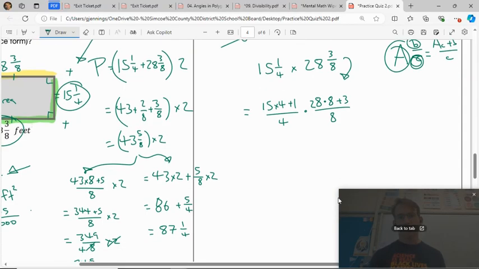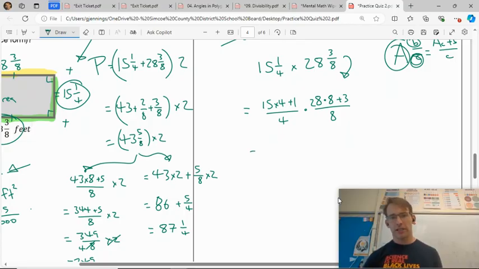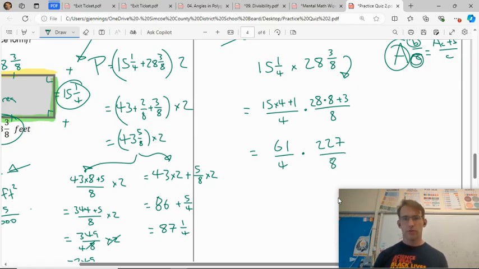All right. 15 times 4 is not hard. That's 60. So we got 61 over 4 multiplied by 28 times 8 is a little bit hard. That's 224 plus 3. So that's 227 over 8. This is a little nasty. 224 and 61 are both primes. We just have to multiply them. That is nasty. Who made these numbers? It wasn't me. It was my colleague. I blame him. He's not here this year. Blame him. Okay. No, it's my error.